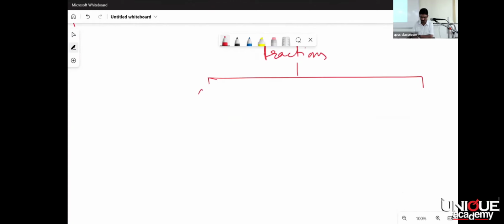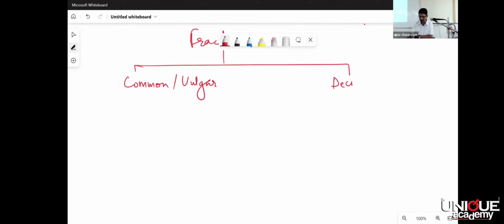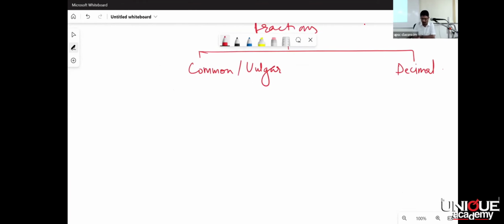These are also known as vulgar fractions. And the second type is decimal fractions, the fractions which are expressed with the help of a decimal point. Now, common fractions are again of two types. Before going to the types of common or vulgar fractions, here these are expressed in numerator denominator form. Is it clear? So the fraction which is expressed in numerator denominator form is called a common fraction.